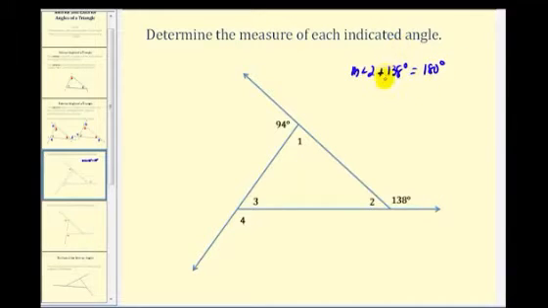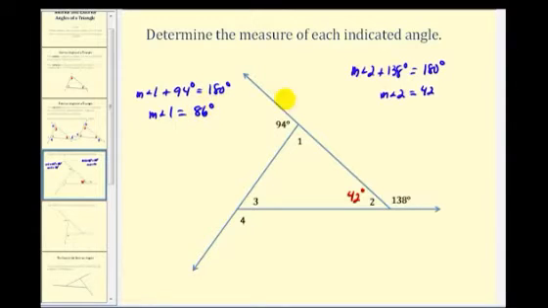So if we subtract 138 from both sides of this equation, we know that the measure of angle 2 must be 42 degrees. And in a similar way, the measure of angle 1 plus 94 degrees must equal 180 degrees. So if we subtract 94 from both sides, the measure of angle 1 will be 86 degrees.